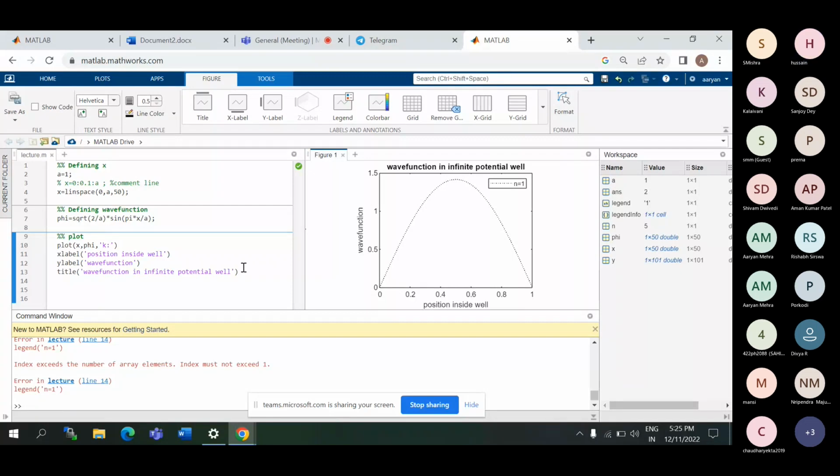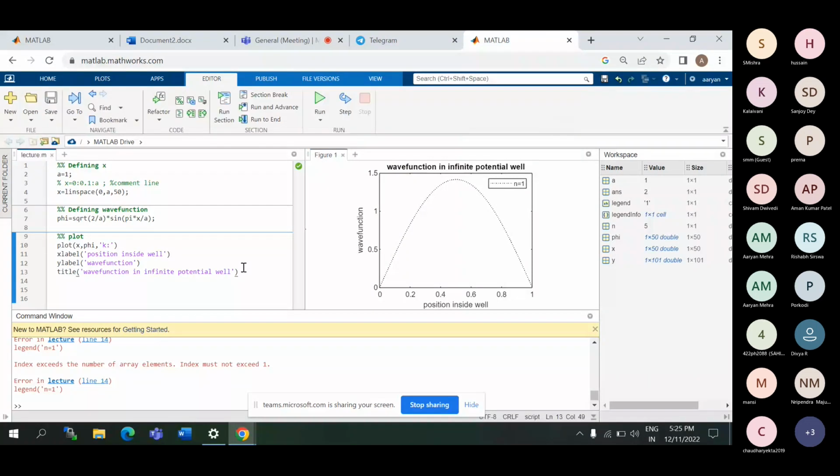We will define n also. I'm just telling you how to put legends. Okay, so there is still one thing missing. In many graphs, you must have seen there are lines also, right? At a specific point. Let's say I want to mention the midpoint of my potential well. So how do you define that?